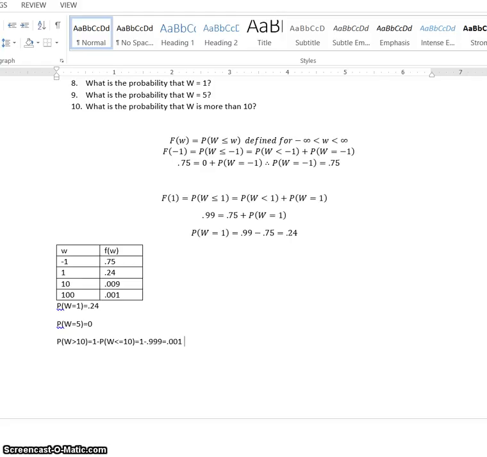Or I could have just looked at my probability mass function and seen that the probability that W is greater than 10 is equal to the probability that W equals 100, which is 0.001. But either way, I get the same answer.